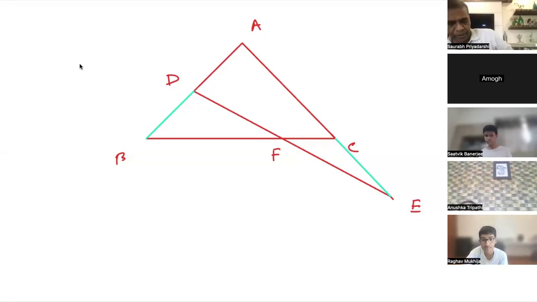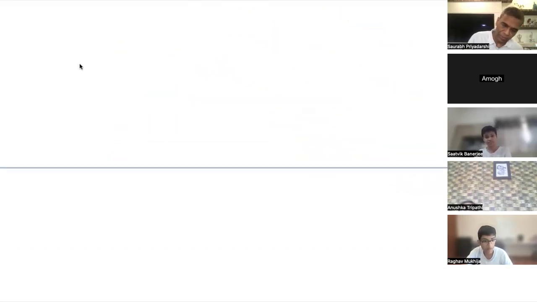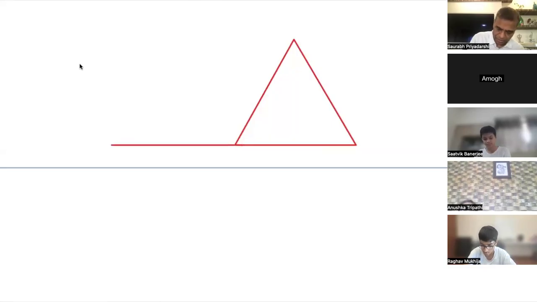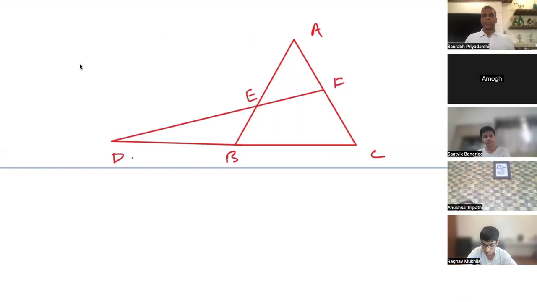See, sir, first you have to understand, if a triangle is given, this type of triangle, and I'm taking a line. Let this be A, B, C. Some D is there. From D, I'm drawing a line, a transversal, that intersects at E and F. So this is called Menelaus' theorem.